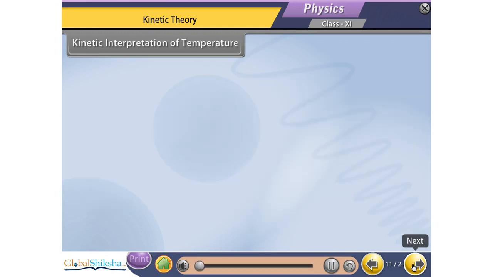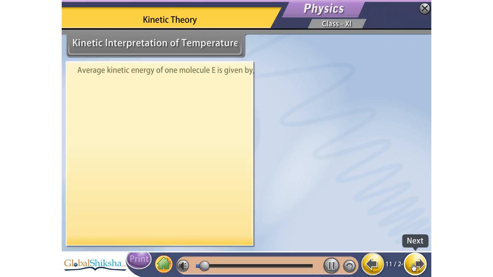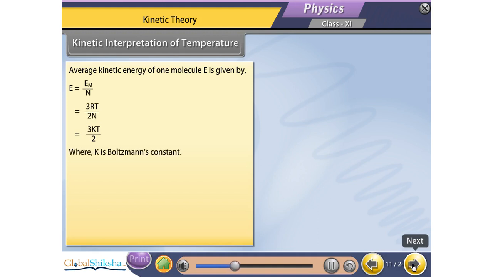Kinetic interpretation of temperature. Average kinetic energy of one molecule E is given by E = E_total/N = 3RT/2N = 3kT/2, where k is Boltzmann's constant.